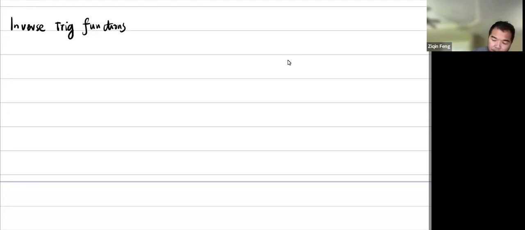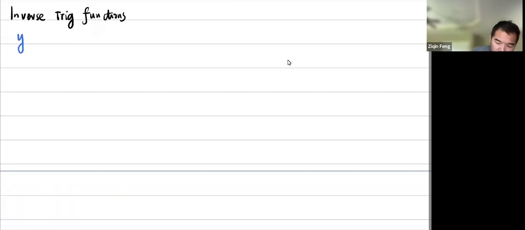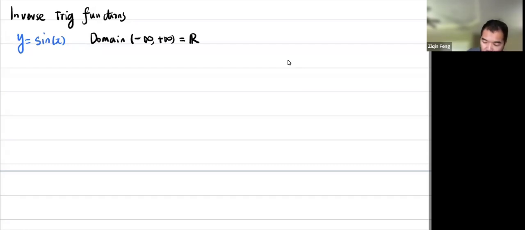Let's start from the sine function, y equal to sine of x. We know that the domain of such a function is all real numbers, negative infinity to positive infinity, also equal to R. We also know the range of such a function is from -1 to 1, with the endpoints included.